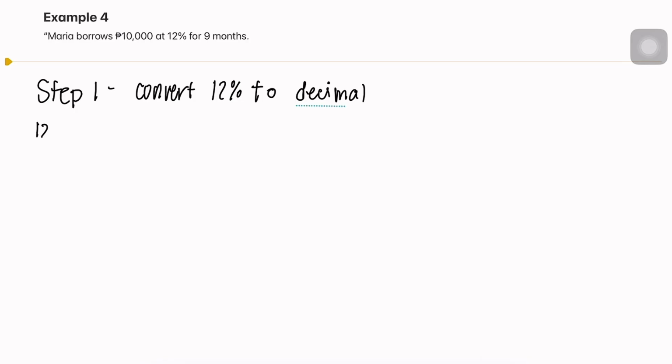Moving on to our example number 4. Maria borrows 10,000 pesos at 12% for 9 months. Still the same process, we have to convert our 12% to decimal. To make our 12% a decimal, we have to divide it by 100. So 12 divided by 100 is equal to 0.12.